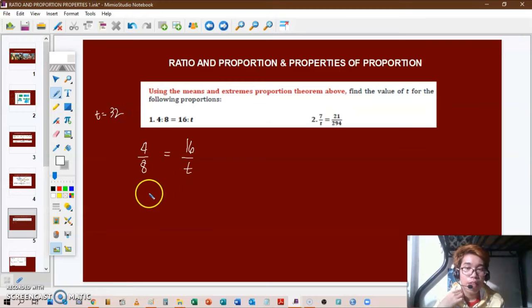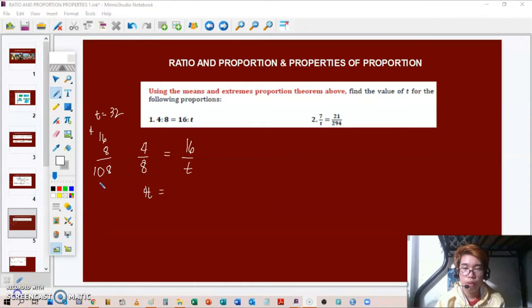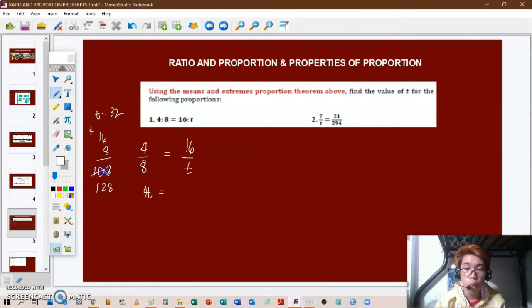So therefore, we have here 4T. 4T is equal to 16 times 8. Okay, so 16 times 8 is 8, carry 4. So that's 108, or 128 rather. Okay, so that's 128.